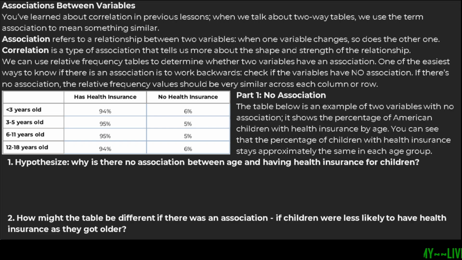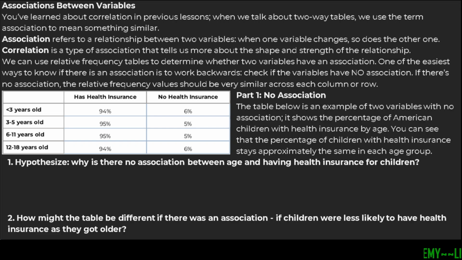All right, so now let's talk about the association. So associations between variables. So you learned about correlation in previous lessons. When we talk about two-way tables, we use the term association to mean something similar. So it says association refers to a relationship between two variables. When one variable changes, so does the other one. However, correlation is a type of association that tells us more about the shape and strength of the relationship.